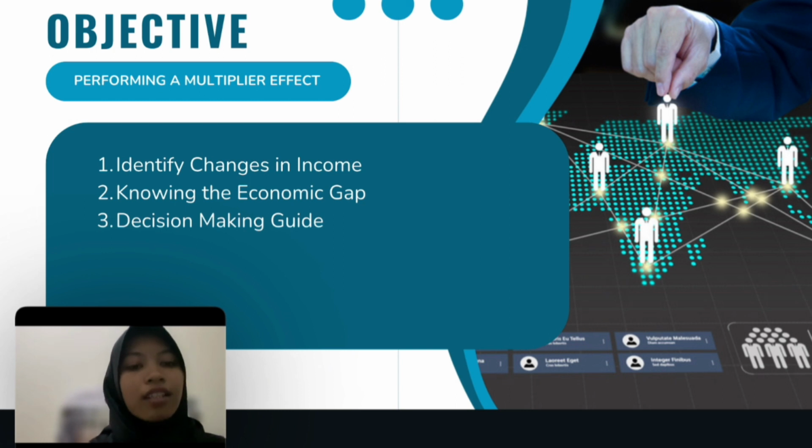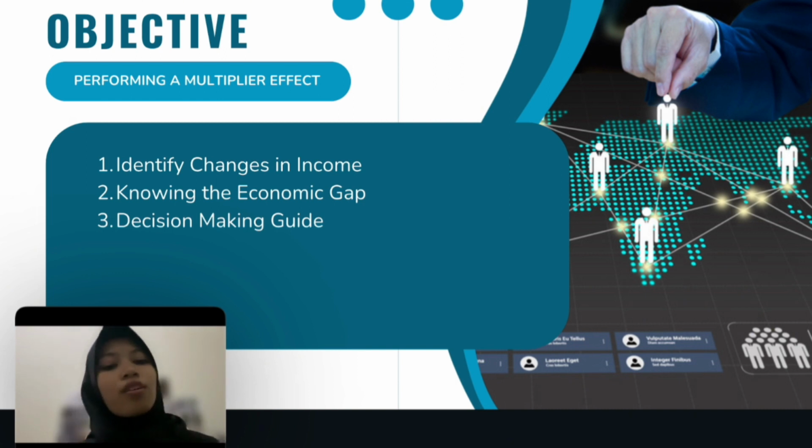In the last, we have decision-making guidelines. Another benefit of the multiplier effect is that it serves as a reference or guide when making economic decisions. The policies implemented are able to provide positive benefits for society.